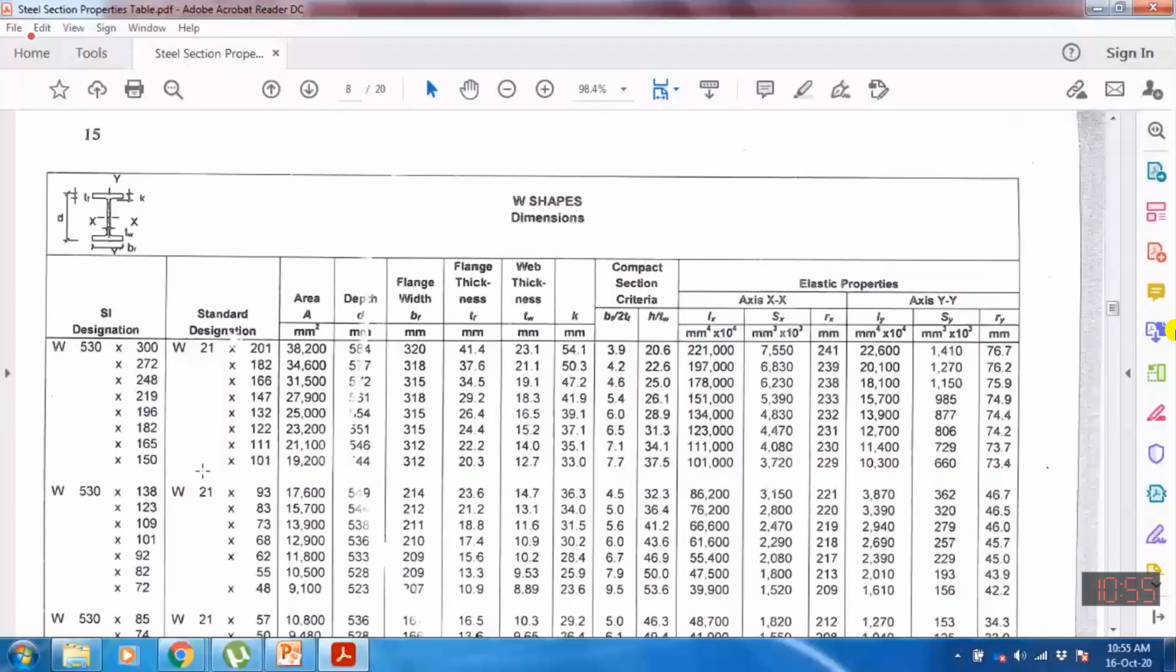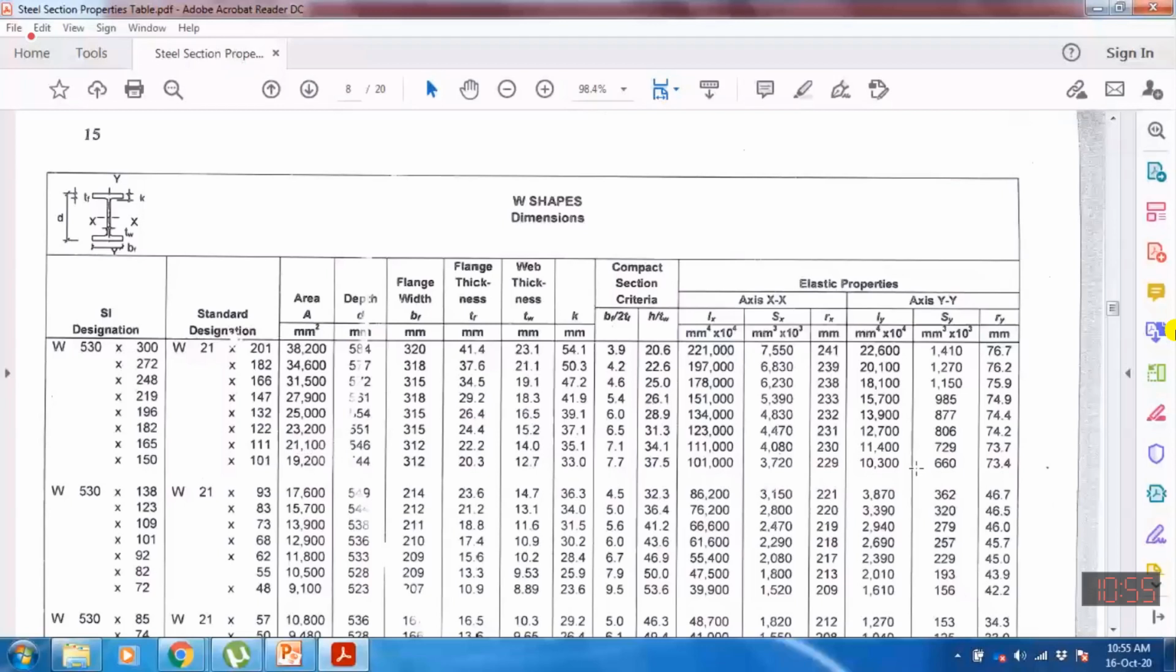19,200, and that will only be possible if it has a depth of 544 millimeter, flange width of 312, flange thickness 20.3, and web thickness 12.7. So if we have these geometric dimensions, then the area will be this. And we also know all the geometric properties.